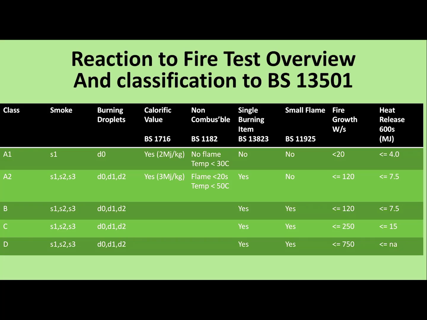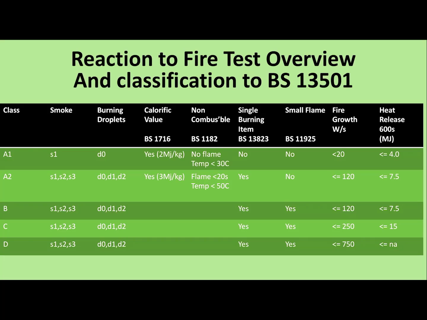Then we have smoke. For class A1, the smoke must be S1 and the burning droplets must be D0. Now it's the only area where those two aspects are actually governed. In every other respect, A2, B, C and D, as far as the guidance is concerned, you're allowed S3 and D2, which effectively means they're not controlled. So that's that particular aspect sorted.